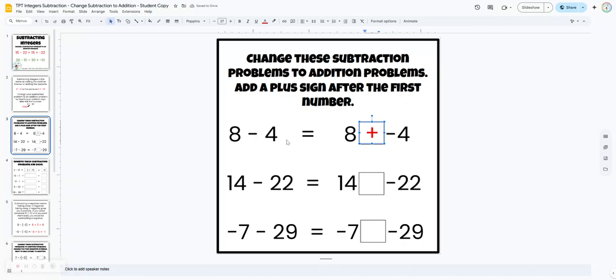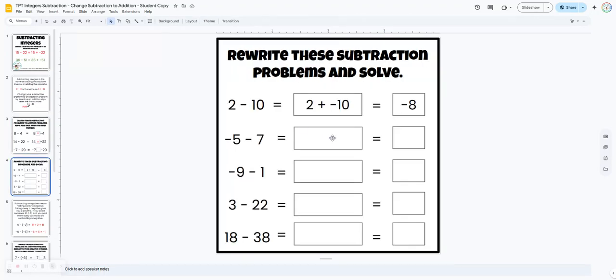So 8 subtract 4 is the same as 8 plus negative 4. 14 subtract 22 is the same as 14 plus negative 22, and so on. So in the next slide, they're going to be rewriting these problems, changing them to addition problems. So we have negative 5, then we're going to add a plus sign, and then negative 7. And then they're going to get their answer here of negative 12.